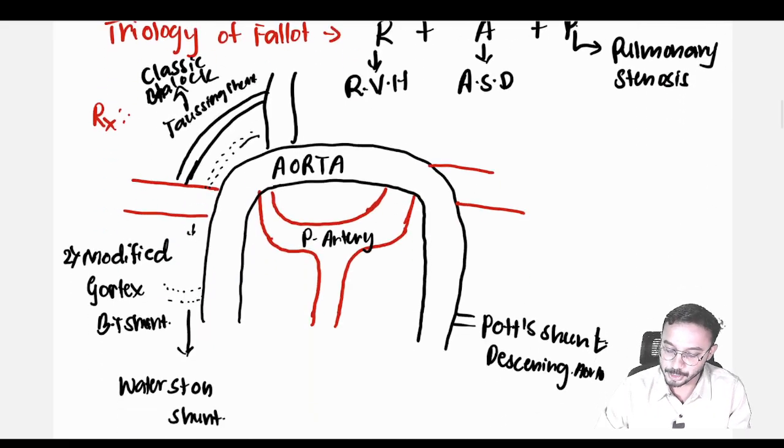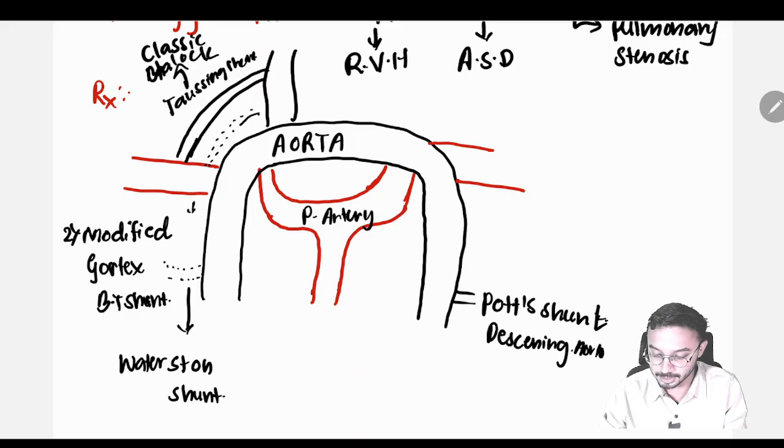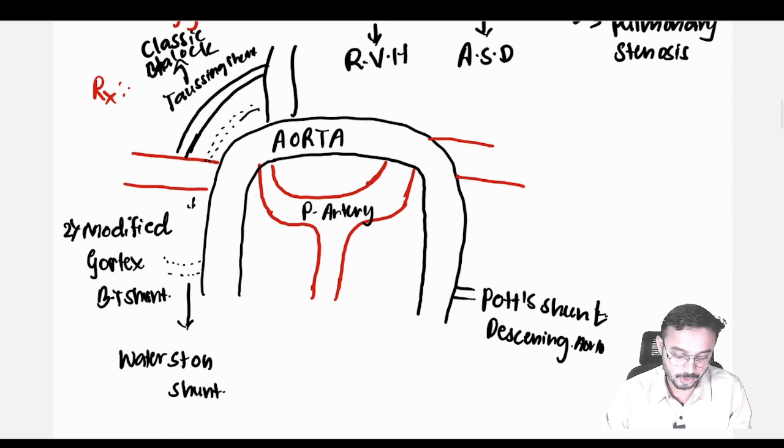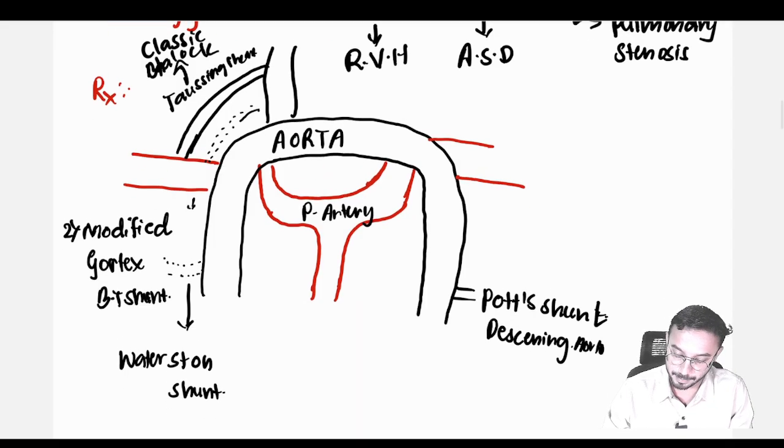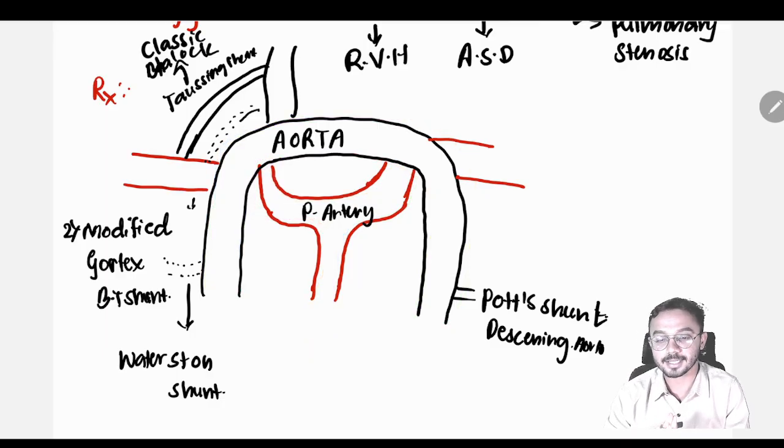Now look at the diagram carefully, and I will simplify it for you. I am teaching the treatment of tetralogy of Fallot. If you know the treatment of tetralogy of Fallot, look at this. What actually happens is, this is the pulmonary artery which I have marked in red, and black is your aorta.